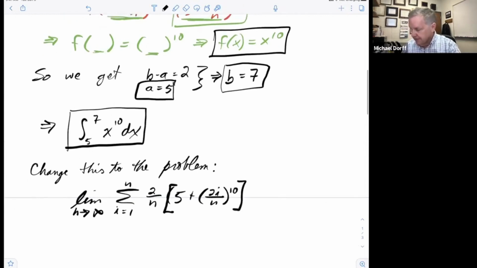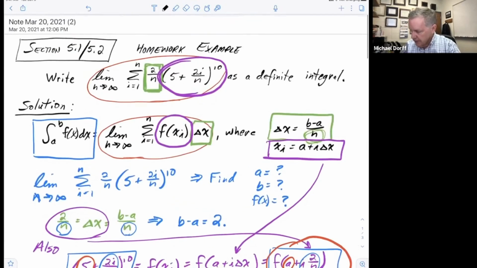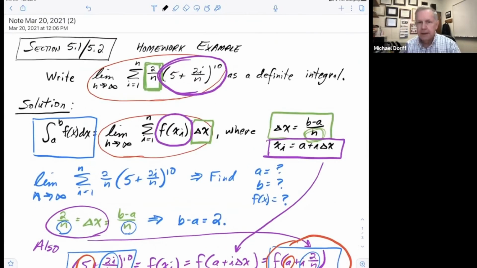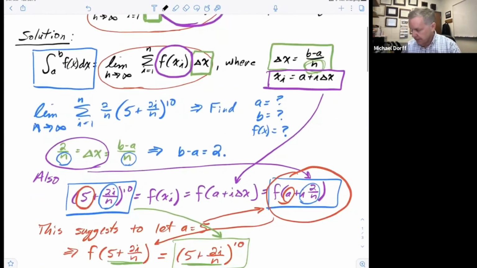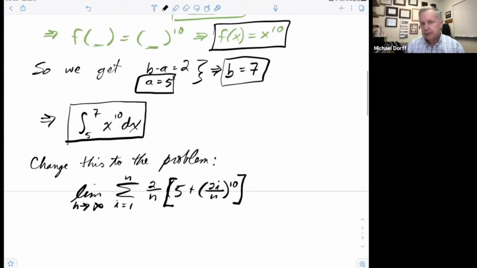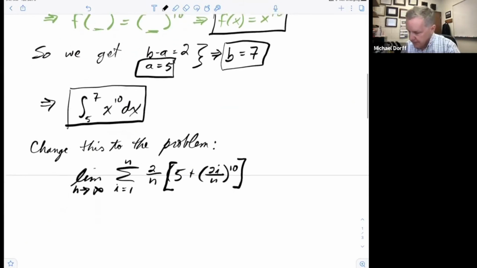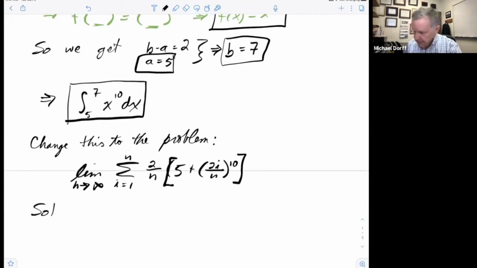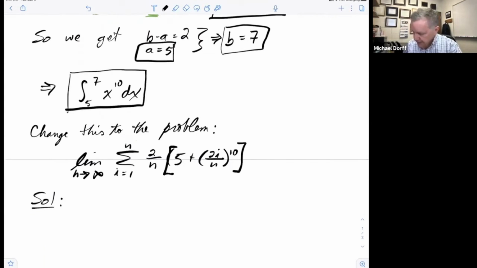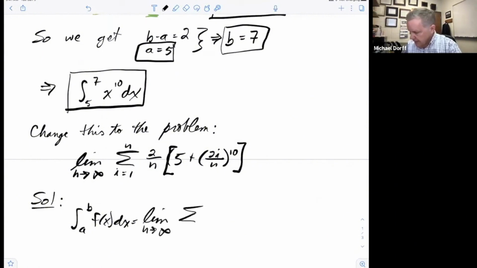Notice how this is different than the original one. In the original one, we had the 10 exponent outside of the parentheses, so the 5 was inside. And in this one, we just have the 2i over n to the 10th power with the 5 outside of that. All right, so suppose we have that now. What happens? Well, again, look at the definition. You have the integral from a to b of f of x dx equals the limit as n goes to infinity of the sum i equals 1 to n of f of x sub i delta x.